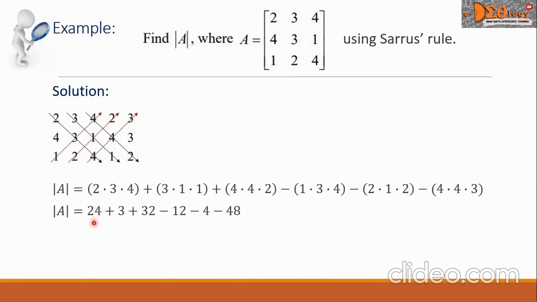So we have now 24 plus 3 plus 32 minus 12 minus 4 minus 48. We can combine the positive numbers and the negative numbers respectively. So we have now 59 minus 64, and the final answer is negative 5. This is the determinant.